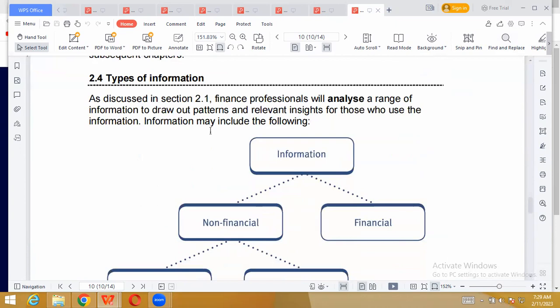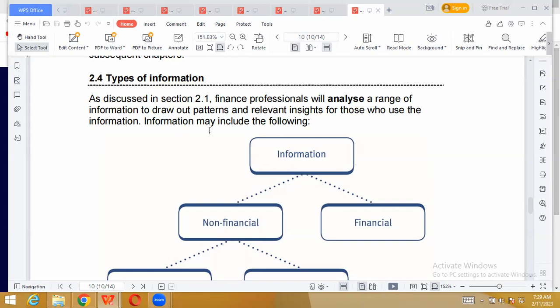And then let's look at the types of information, right? What type of information do we gather? Because we need now to categorize what? We need now to categorize information. Remember we said finance professionals, what they do is they assemble information, they analyze the information, and now what type of information that we are going to get out of this process?